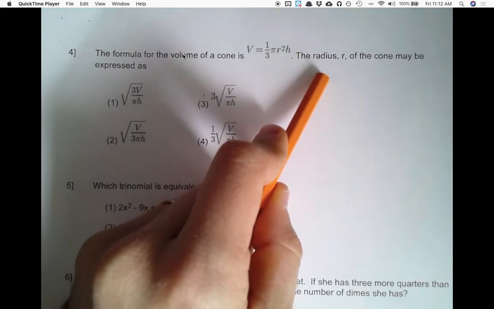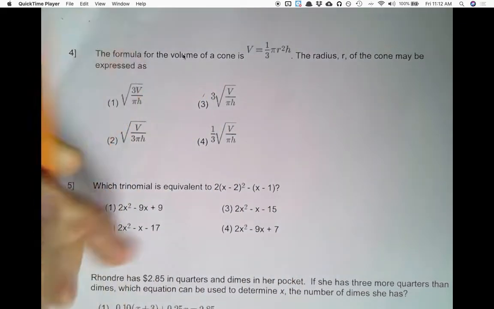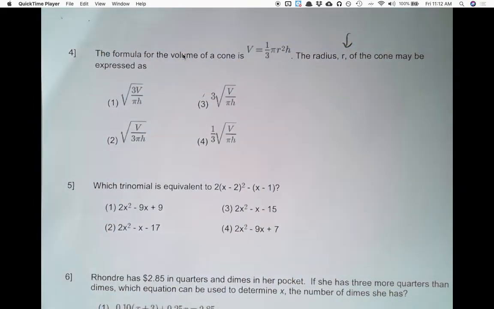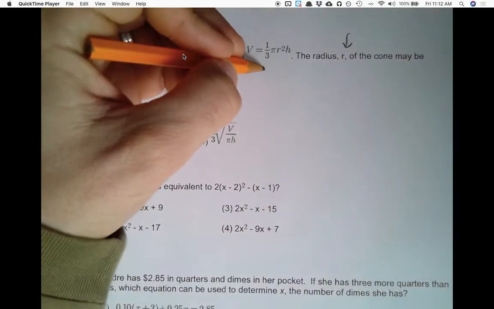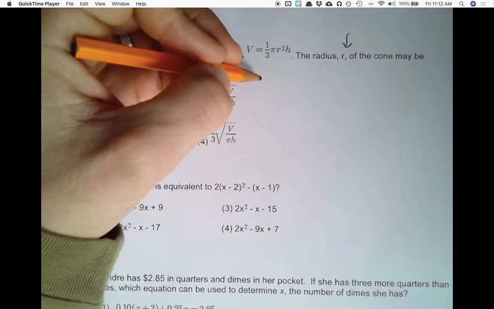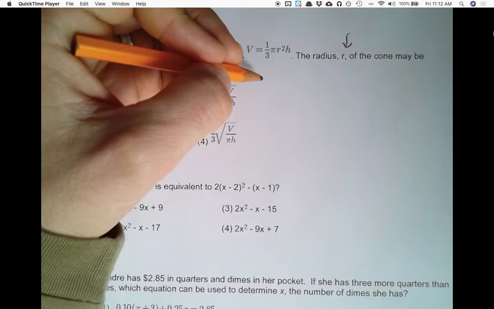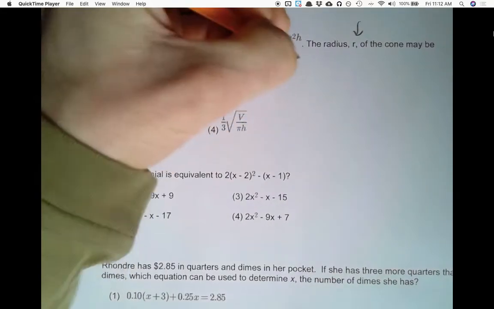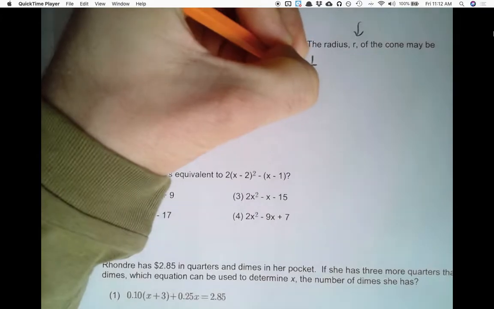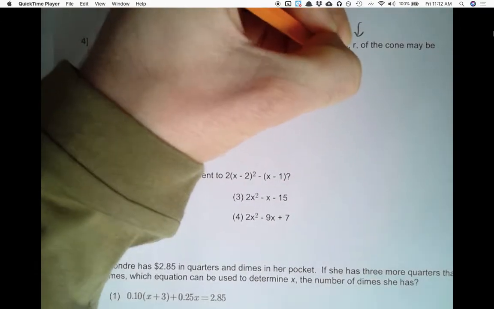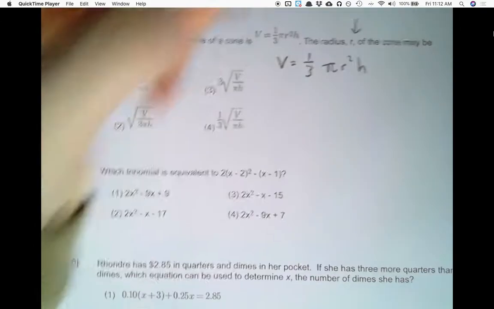The radius of the cone may be expressed as, so that's saying, hey, we're trying to get r by itself. So I guess I'll rewrite this. Let me move the mouse out of the way. Sorry again. I can just rewrite this as V equals 1/3 pi r squared h.